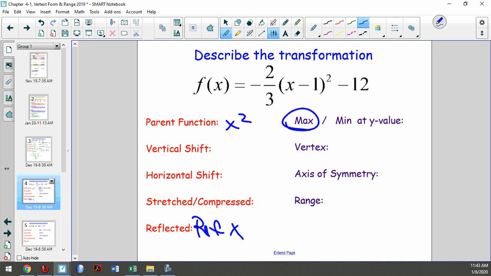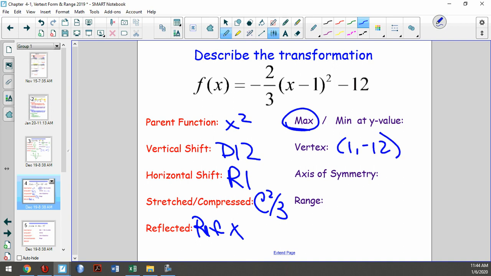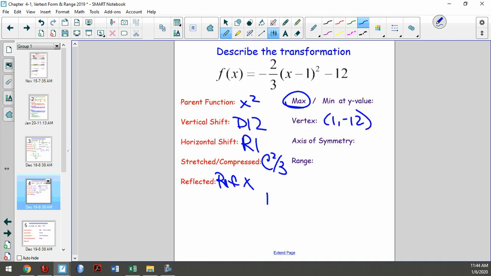What's the 2/3 do? Compress by 2/3. What's the -1 do? Right 1, and what's the -12 do? Down 12. So now that I have my left and my right shift, what can I conclude next? My vertex is going to be what? +1, -12, which means I can go ahead and graph this thing at +1, -12.